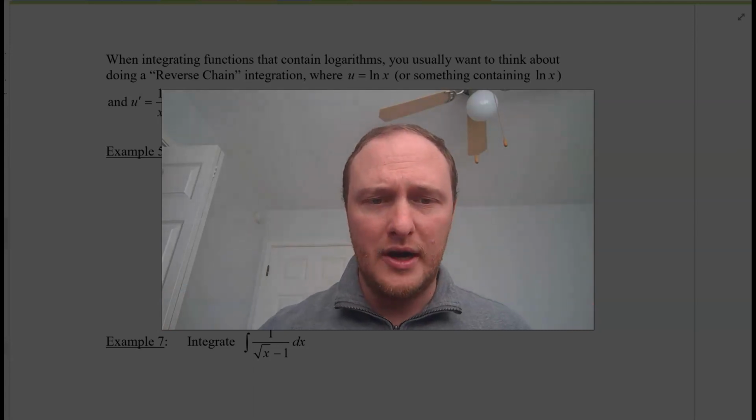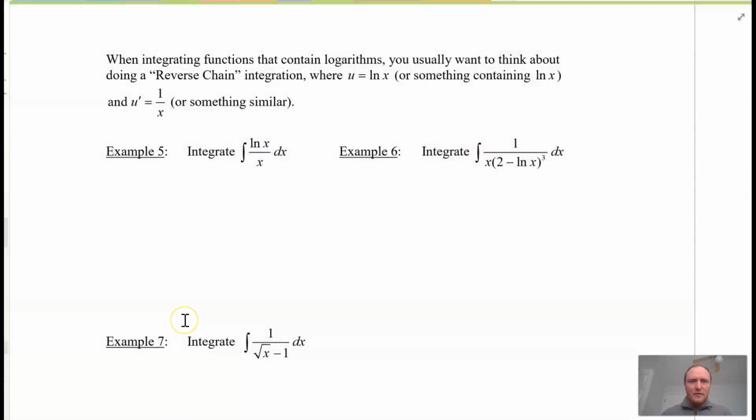What do we do? All right, so first, when you're integrating functions that contain logarithms, what we're going to have to do is think about reverse chain rule. With the natural logarithm, the derivative of that is 1 over x. So if we see a natural logarithm, we're going to have to go ahead and account for a 1 over x.